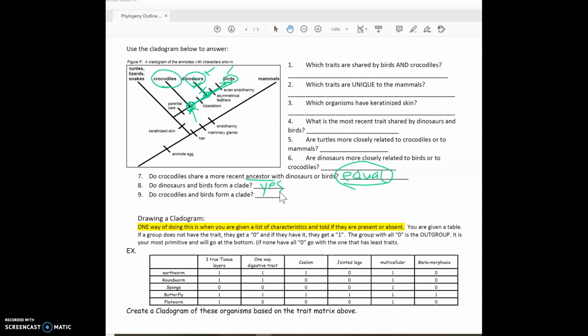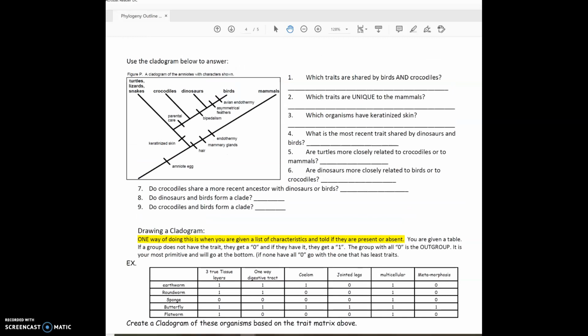Because a clade is an ancestor and everything after it. So our node, our ancestor, would be here, and then dinosaurs and birds would both come from that node. So that would be a clade. If I show it to you here, it's getting a little messy. So yes, dinosaurs and birds would form a clade.